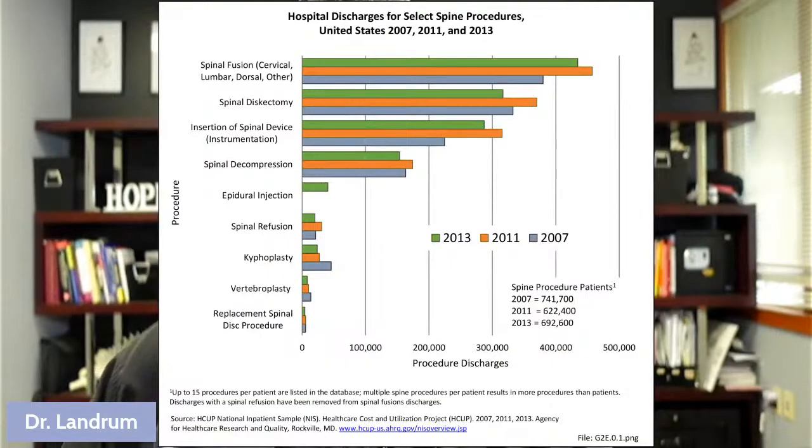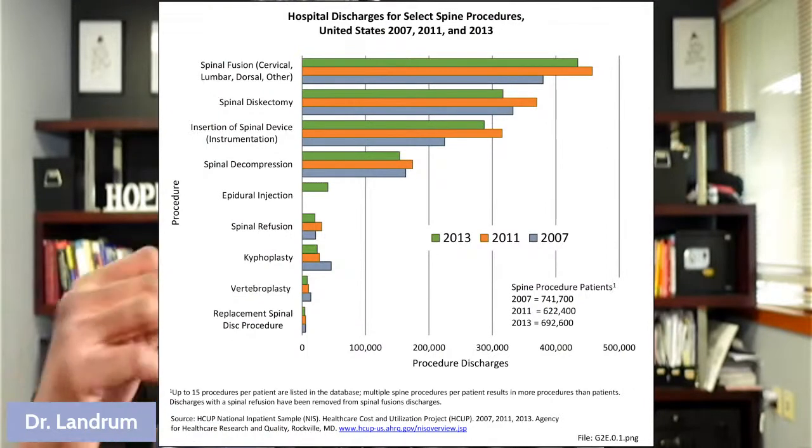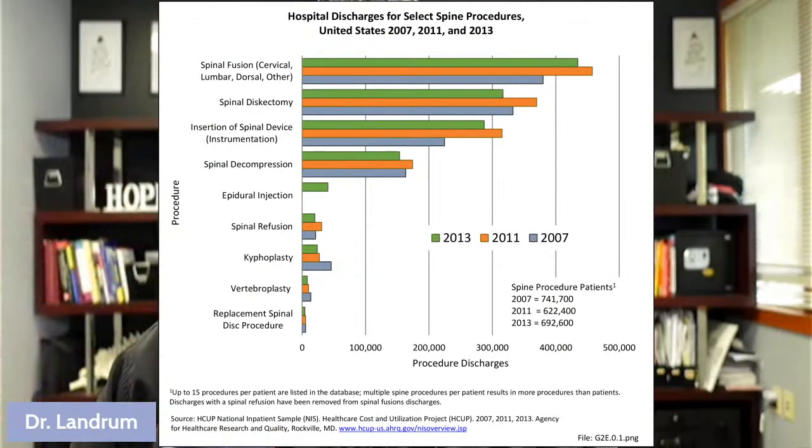All right. So when you take a look at spine surgeries from the last 10, 15 years or so, you can see fusions actually dominate other spine surgeries. They are more prolific than discectomies. They're more prominent than interspinous devices. They're certainly more prevalent than spinal decompression and all the other different types of procedures. So fusions really dominate the landscape.